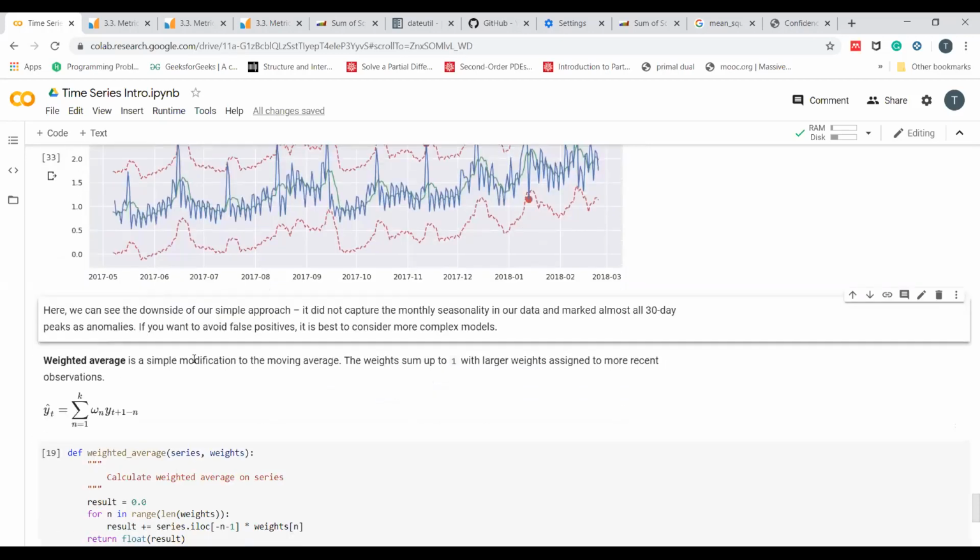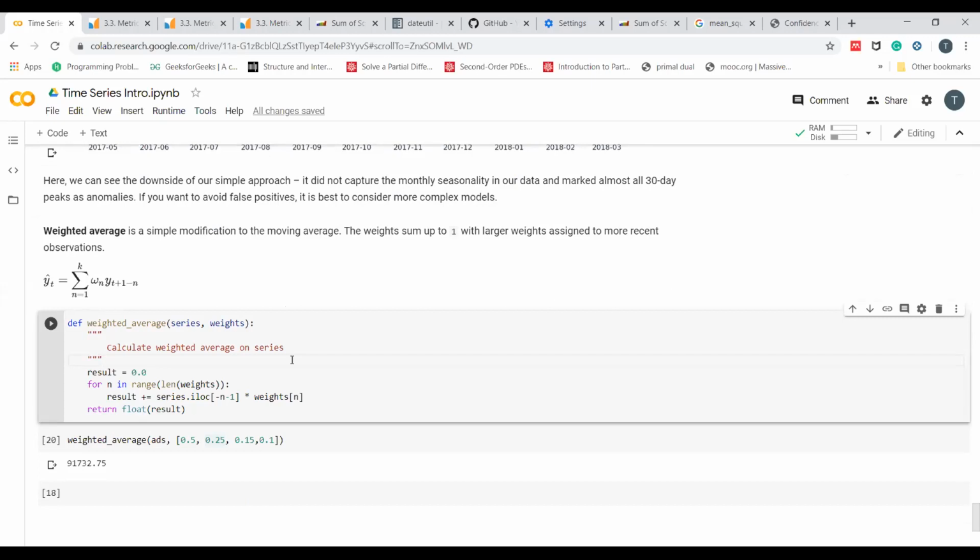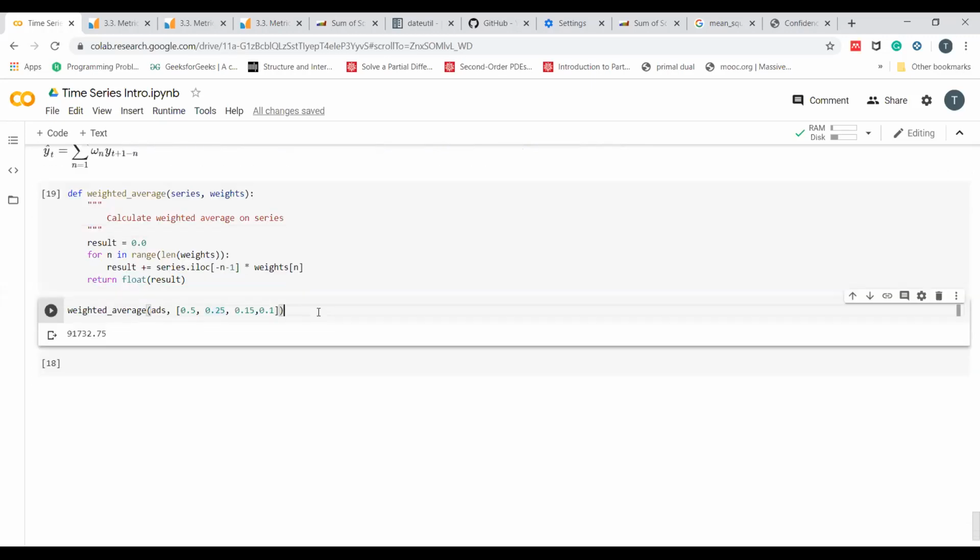So the weighted average is a very simple modification to the moving average. The weights will sum up to 1, with larger weights assigned to the most recent observations. So let's first define the weighted average function. This function calculates the weighted average on a series. So let's do a calculation of weighted average on the ads dataset.